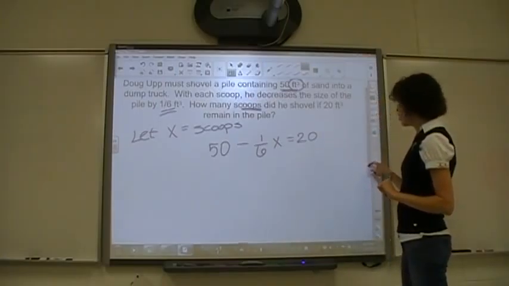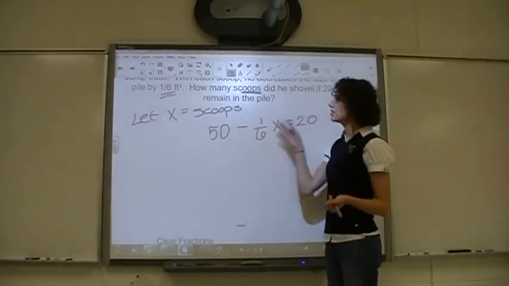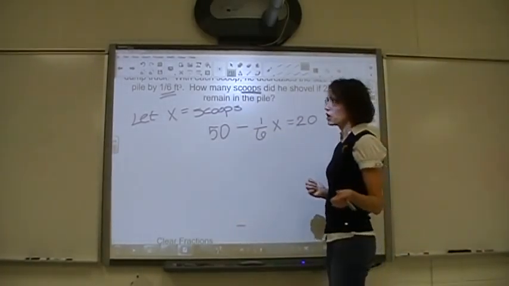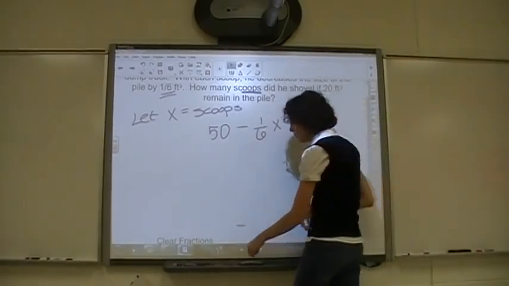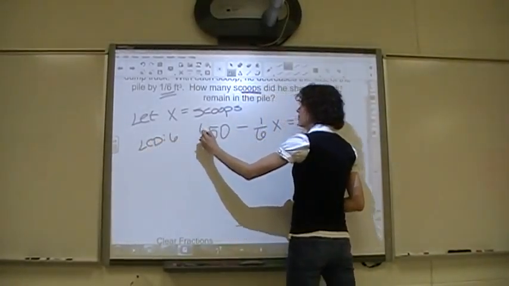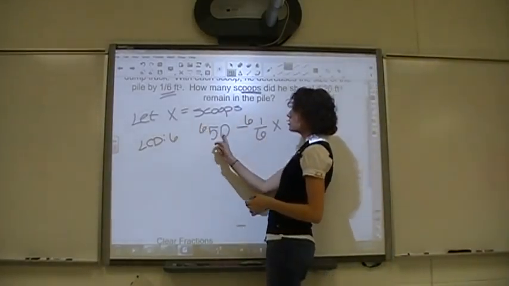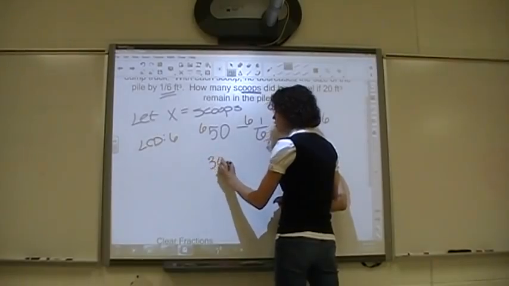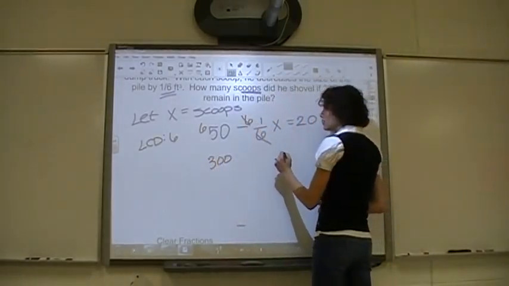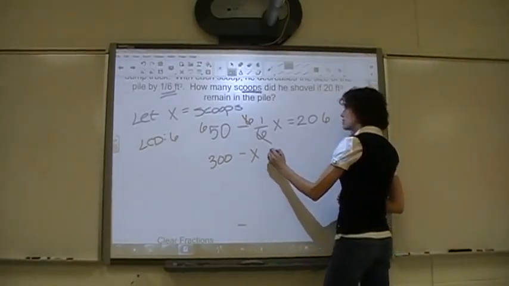All right, so from this, we can clear fractions, and it might be really easy to work with. So let's clear fractions by finding our LCD, which is 6. So multiply every single term by 6, because I hate working with fractions. So 6 times 50 gives me 300. Then my 6's cancel, and I just have minus x. Then 20 times 6 is going to give me 120.